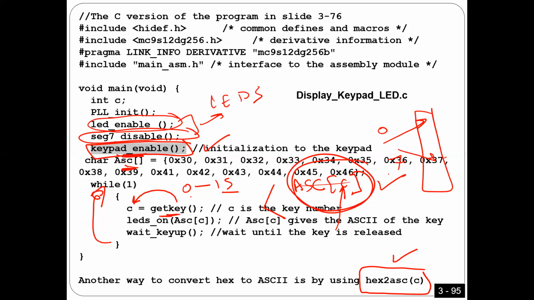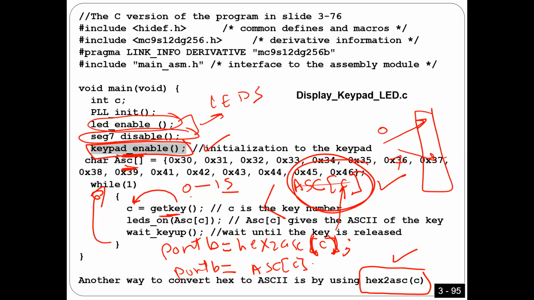Okay. So after I convert it to ASCII, I have to send it to the LEDs, because that's what I want to do. When you hit a button, I want to see the ASCII of this button on the LEDs. How can you do it? There are also 2 ways. I can say port B equal hex ASCII of C, or I can say port B equal ASCII of C. So this one is okay. This one is okay. So you can do this way or that way. There is another way. You remember? I told you there is a function.